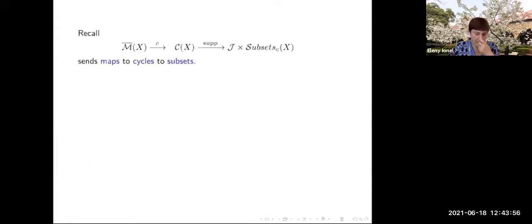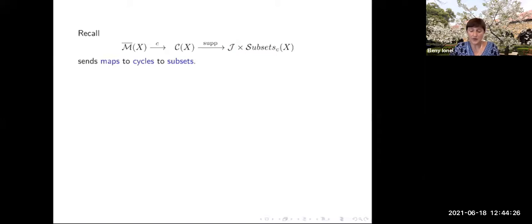Okay, and let me translate that in a more digestible manner. Remember that we have a bunch of maps. If you want to look at curves, we can look at curves as maps mod reparametrization. So we get this moduli space of stable maps. We have a collapsing map that takes them to cycles. So these are images of such maps, but with multiplicities. And then we can forget the multiplicity, just look at the support, and get subsets.